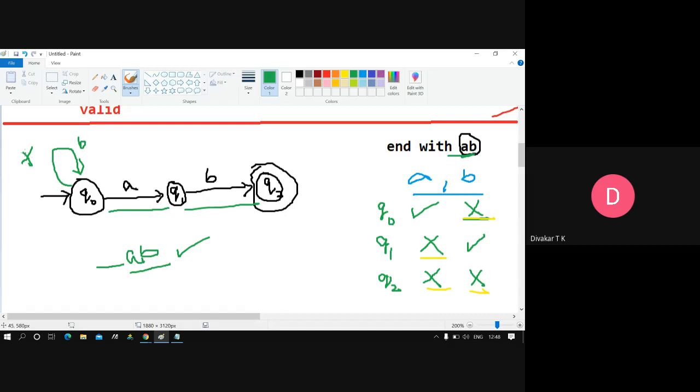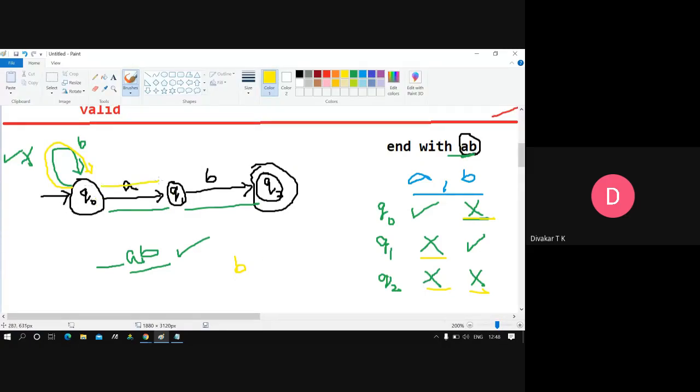Now, second case, I'll consider the self loop. Self loop means any number of times you can read. Okay, now from Q0, I'll change my color here. From Q0 to Q0, I read the B symbol, I have written it here. Now, second time, I read again, from Q0 to Q0, the B symbol. Then I'm in Q0 now. From Q0 to Q1, I will travel.